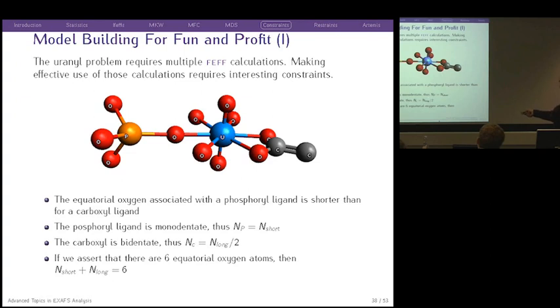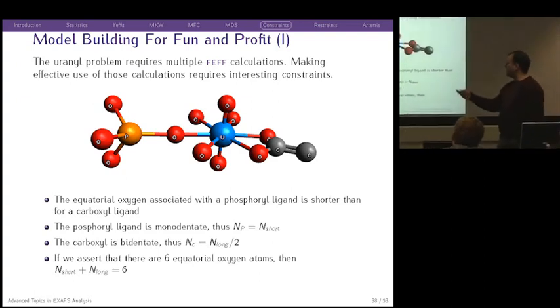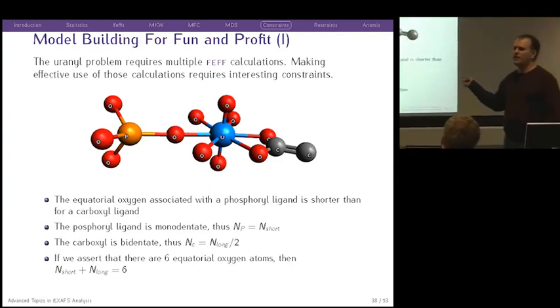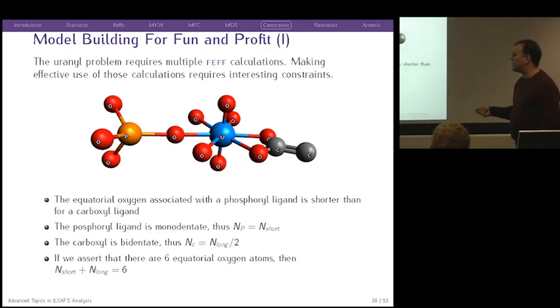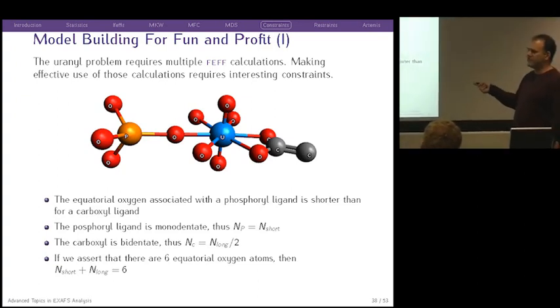And in general, these uranyl ions have 5 or 6 equatorial oxygens. When I looked at this data, and when Shelley looked at this data, there seemed pretty good evidence that the species we were seeing all had 6 equatorial oxygens. So at the beginning of the analysis, I simply asserted that there would be 6 of these equatorial oxygens. So the number of short oxygens plus the number of long oxygens equals 6.